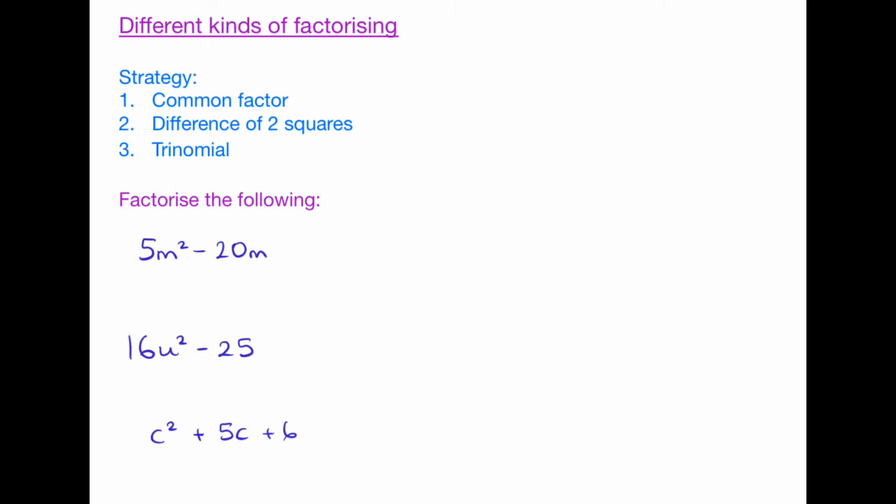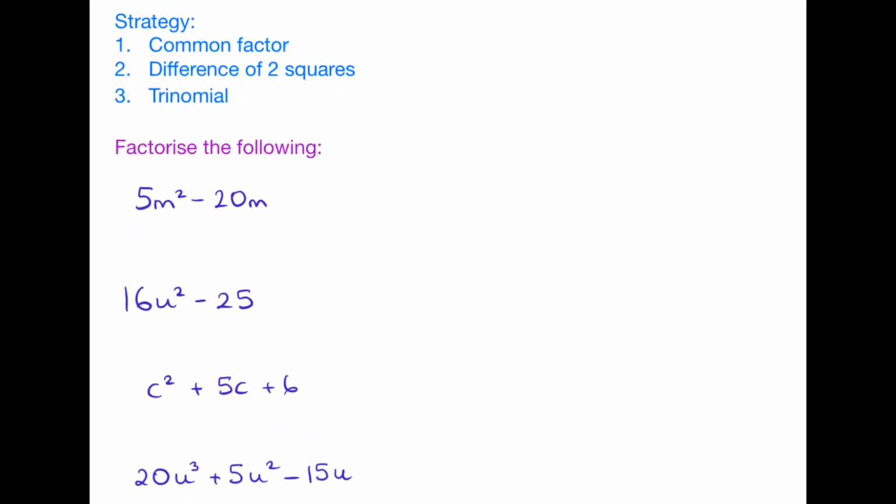What you need to do is first of all look and see, have you got a common factor? If you have, take the common factor out. Next, if you don't have a common factor, look and see if it's a difference of two squares, and if it is, factorise using the strategies that you got there. And if it's not either of those two, then look to see if it's a trinomial and if you can put it into two brackets. We're just going to work our way through all of these examples, remembering common factor, difference of two squares, trinomial. Try it in that order.